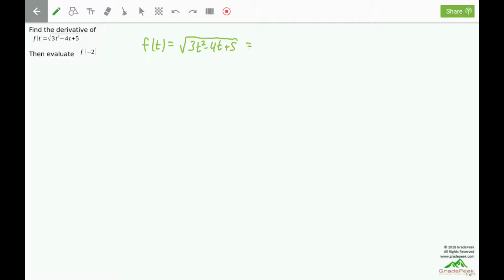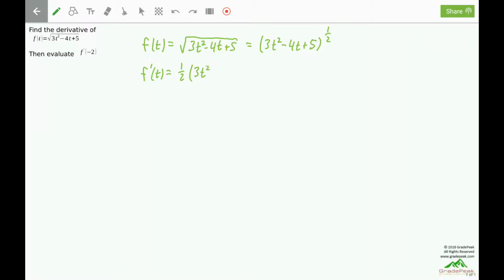The first thing we want to do is rewrite the square root into a fractional exponent to help with the derivative. So 3t squared minus 4t plus 5. It's to the first power, but then it's the second root. First power, second root, 1 over 2, 1/2 power. The derivative, f prime of t, will be done by the power rule, since the outer function is the 1/2 power. Bring that power down.